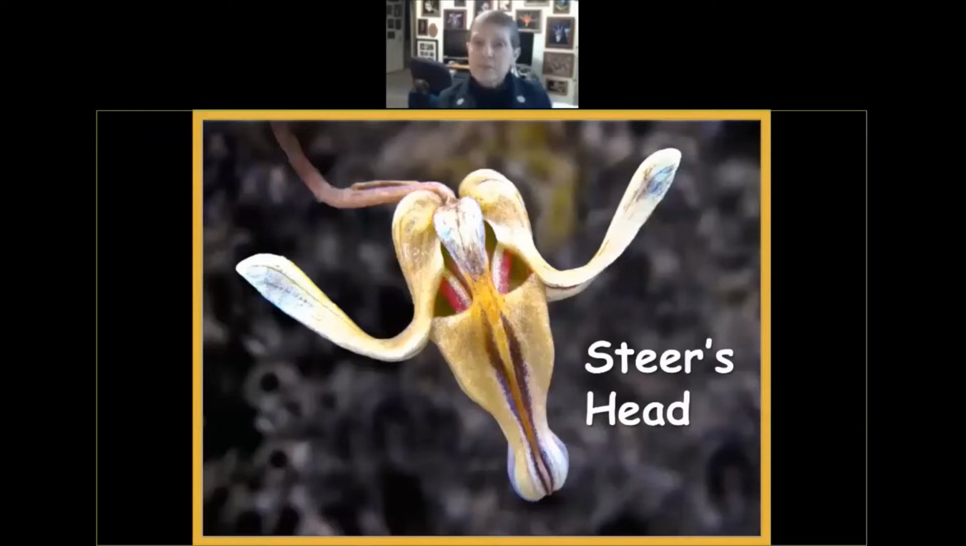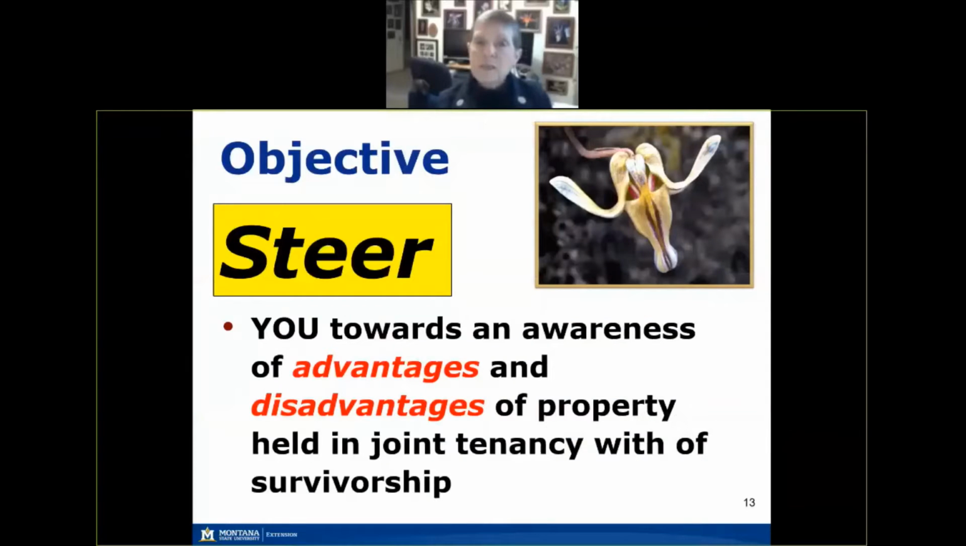Now, this is a steer's head. And I can just see that's why it's called that. Don't you see the eyes, the ears? And what it tells me is I want to steer you to an awareness of some of the advantages and disadvantages of joint tenancy property.